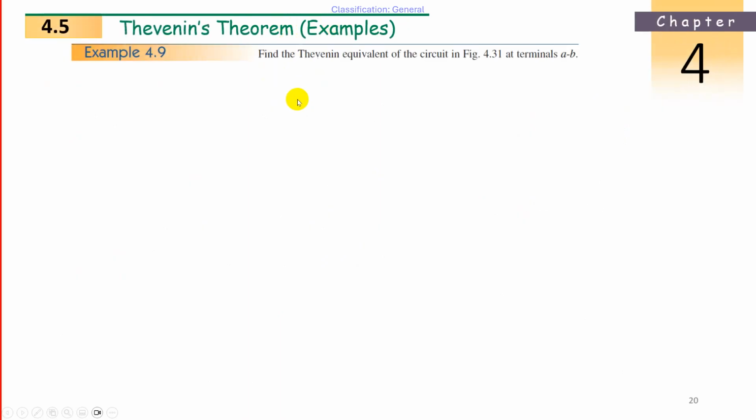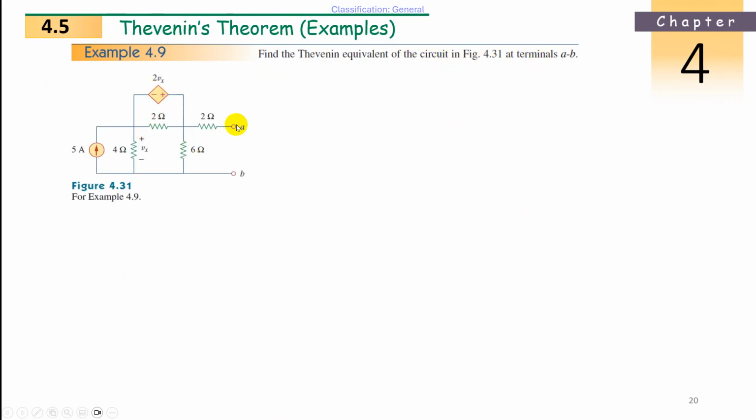Okay, now another example with some dependent voltage source. Find the Thevenin's equivalent of the circuit at terminals A and B. Here across terminals A and B, we are not giving any RL. Just one circuit across A and B, and we have to find the Thevenin's equivalent circuit.